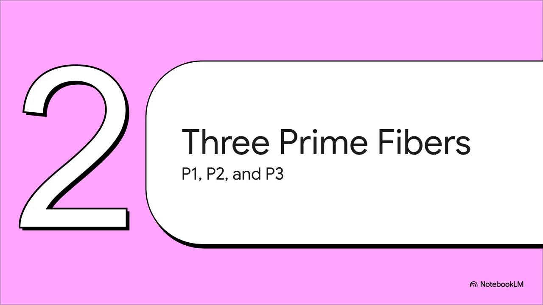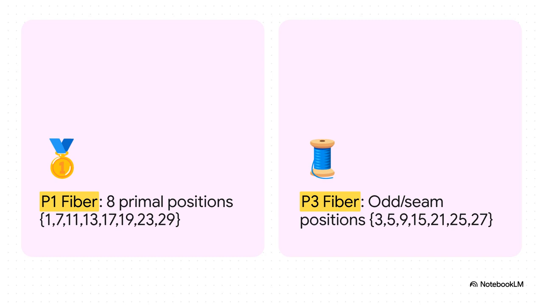Moving to Section 2, the 3' field fibers. Okay, once we have that Mod 30 base, the field cleanly separates all the numbers into distinct lanes, or fibers. We're going to set aside the P2 fiber for a second. That's just the even numbers, so we can really focus on a fascinating contrast. On one side, you have the P1 fiber. This holds the prime candidates. These are 8 specific positions perfectly co-prime to 30, meaning they share 0 common factors with it.